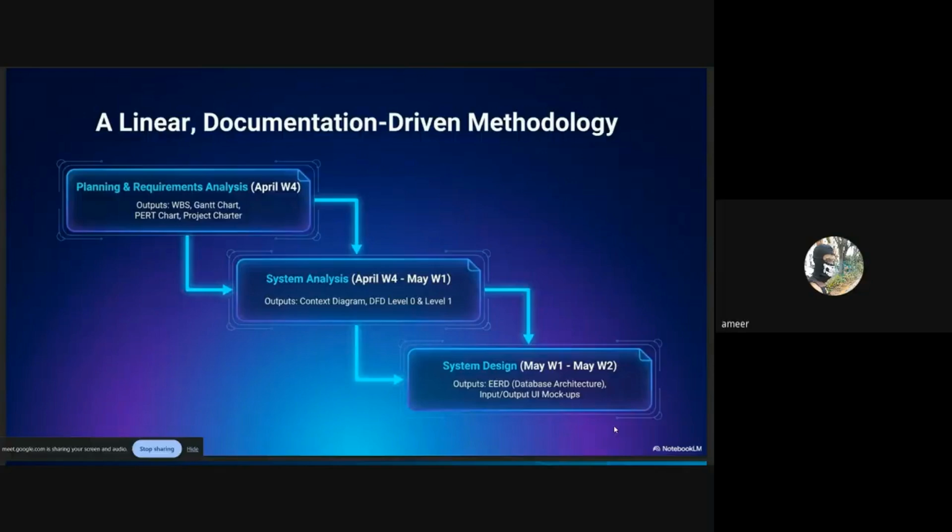This phase focuses on producing the context diagram, as well as level 0 and level 1 data flow diagrams, which known as DFD. And third, system design, running from May week 1 to May week 2. This resulted in our database architecture through the enhanced entity relationship diagram, which is known as EERD, and our input-output user interface mockups.